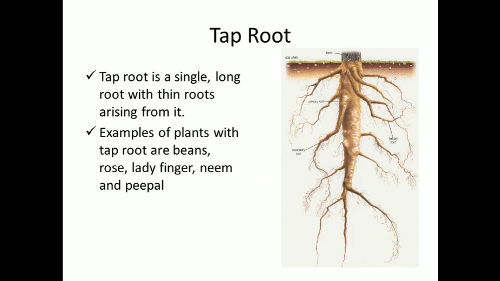Now, tap root. Tap root is a single long root with thin roots arising from it. As you can see in the picture on the right side, there is a thick root in the center, and from there, small roots are arising at the side. So, there is a main root in the center, and all the other thin roots are arising from that central root. Examples of plants with tap roots are beans, rose, ladyfinger, neem, and peepal.